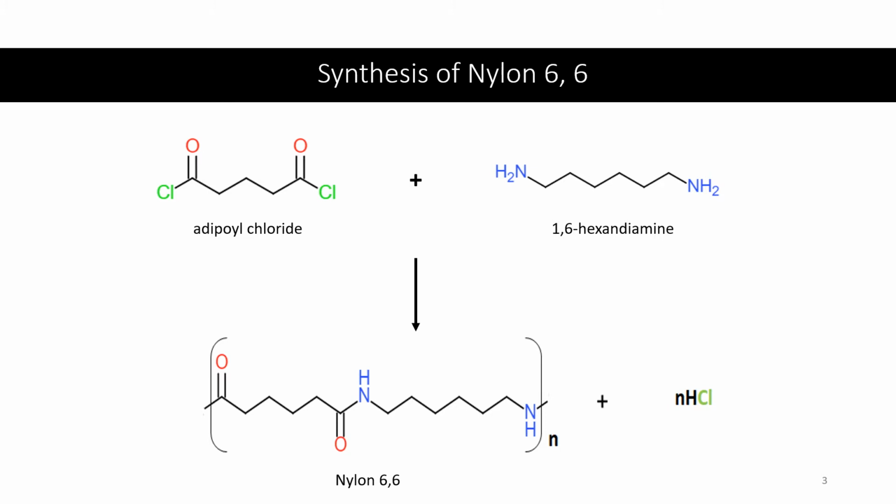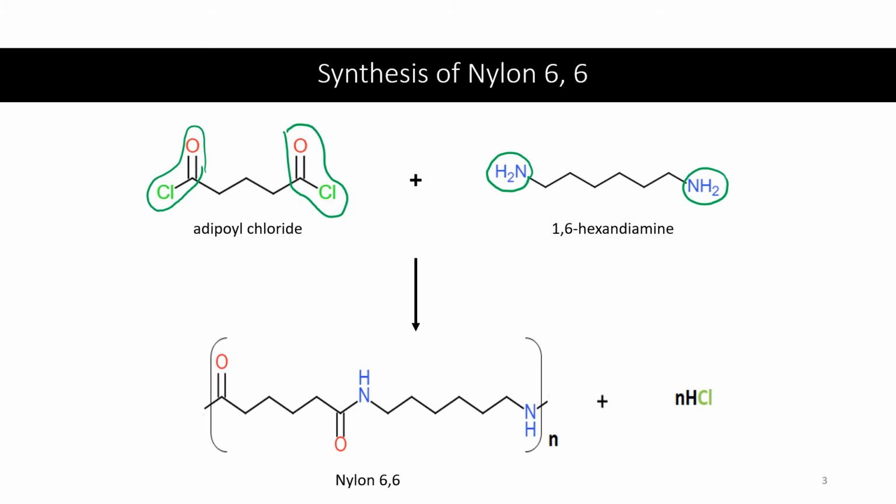As an example of condensation polymerization, we are going to look at the synthesis of nylon 6,6. And for this, we are going to use two bifunctional monomers, adipoyl chloride. As you can see, there are two functional groups at the end of this monomer, which is acyl chloride. And on the other monomer, we have two primary amine groups.